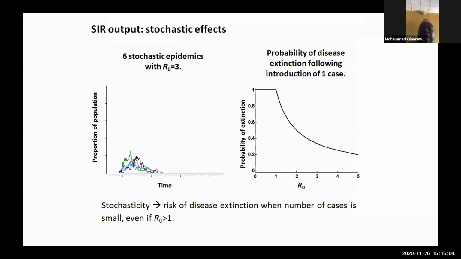Now, if we look at SIR outputs, the stochastic effects, here we have what we call 6 stochastic epidemics with R not equal to 3. We have the proportion of the population versus the time. What is the stochasticity here? The risk of disease extinction when number of cases is small, even when R not is greater than 1. Then the probability of disease extinction following introduction of one single case is what we have next there. Probability of extinction versus the reproductive number.